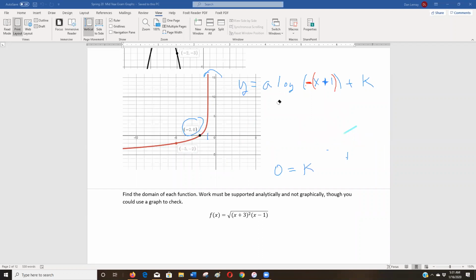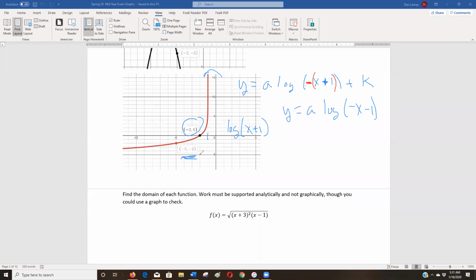So you're okay with why I wrote that as plus 1? Because this shifted left 1, I should have written this as log of x plus 1, and then because it's been reflected around the y-axis, I should have written this as y equals a times the log of -x minus 1. And of course, we just found out k was 0.